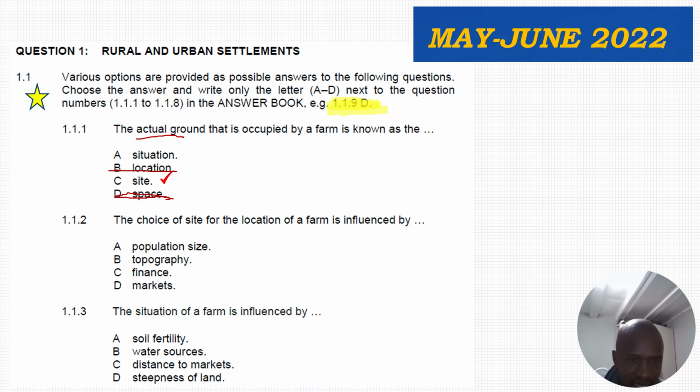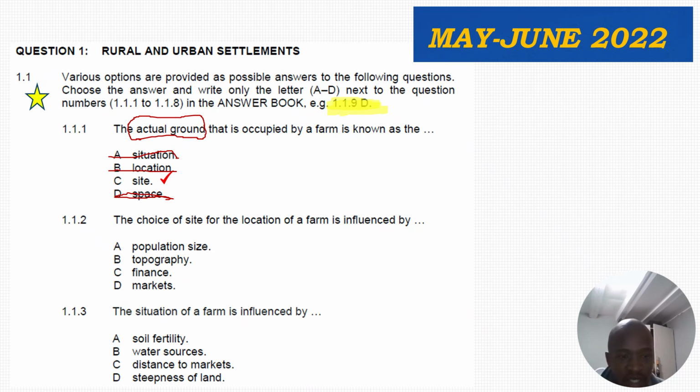This question says the actual ground. Situation is site in relation to the surrounding area. But site is the exact land, the physical ground, the actual land on which the settlement is found. So the answer there is C. You can see you can strike off the two that are completely unrelated, okay? And then site and situation, by knowing the definitions, it's easier to choose the correct answer.